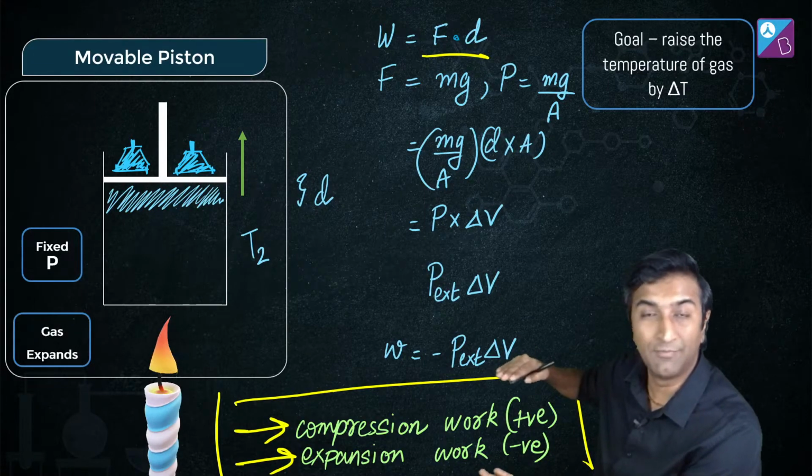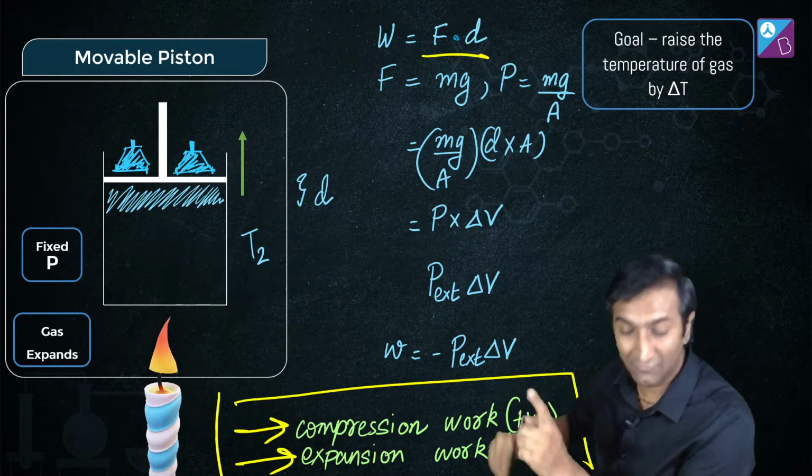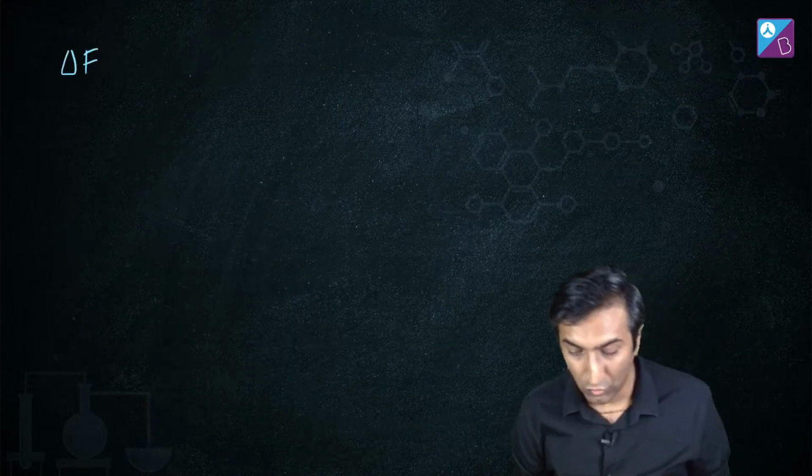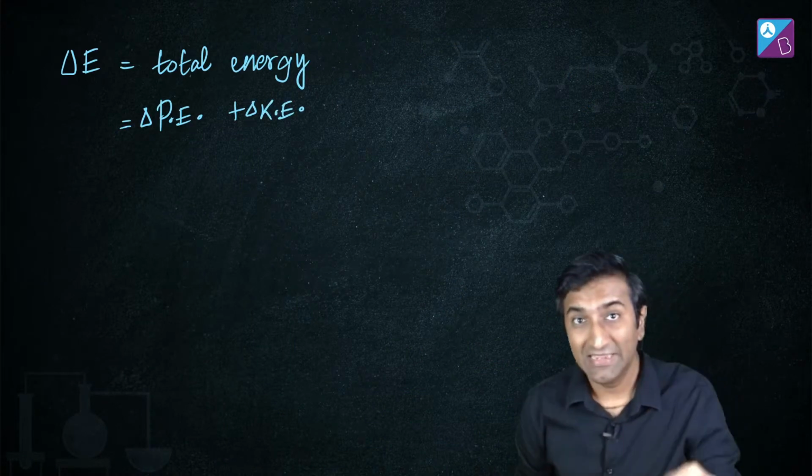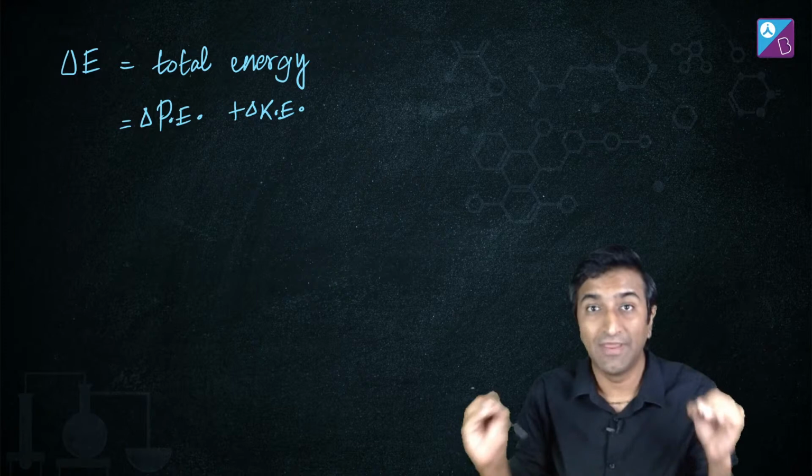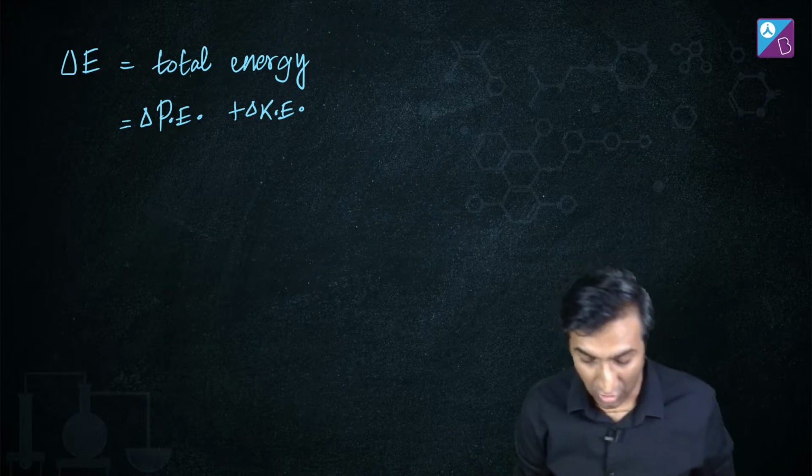You gotta mug this. Compression work is positive, expansion work is negative in chemistry. Delta E is the total energy which remains constant. That is the first law of thermodynamics.